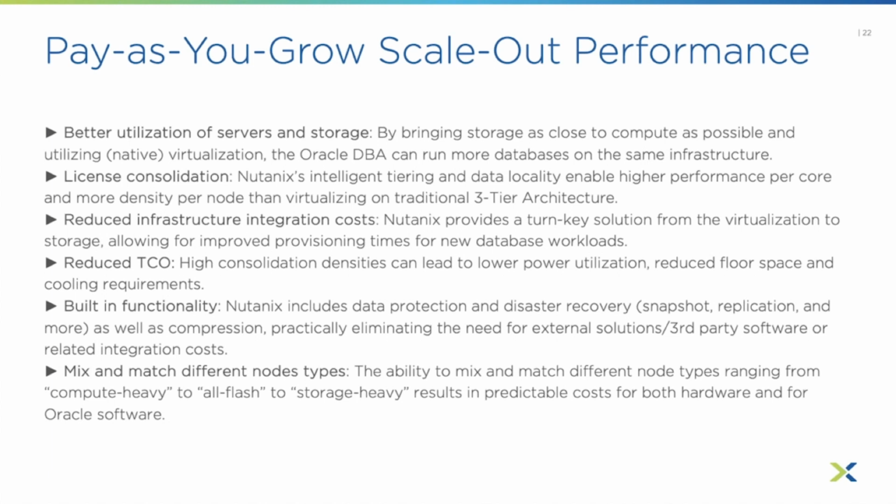So what does this mean as you pay as you grow, with performance or fractional consumption? The hard benefits of this are better utilization of your servers. You have licensing consolidation because of that. So we have intelligent tiering and data locality. In other words, we have the ability to keep all data local to that VM that's sitting on a particular node, so it's not having to traverse the wire, so you have better performance than a higher density node on traditional 3-tier architecture.